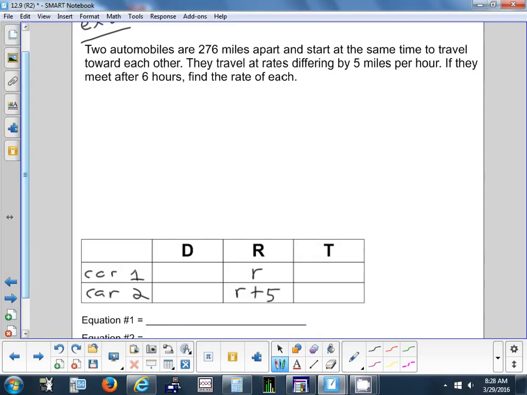Now, if it should have been the slower car, that doesn't really matter. If you did it a different way, you'd get the same answers. You just might have car 1 faster and car 2 slower. But it's going to come out to the same speeds.